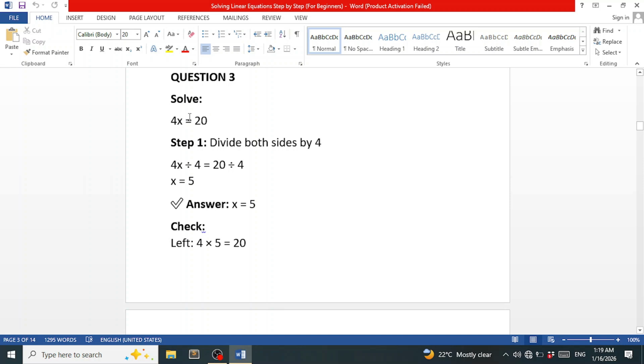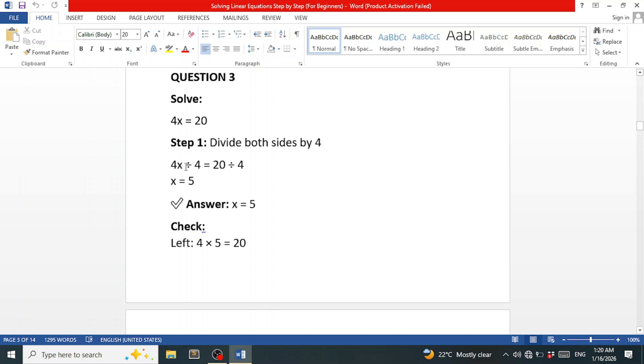How do you get that? Step 1. For equations like this, okay, linear equations like this, because the highest power on x is 1, this is a linear equation. How do you solve linear equations like this? First things first, to find the value of x, you're going to divide both sides by 4. So that is 4x divided by 4 equals 20 divided by 4. Remember, we are dividing. You don't have to change the sign here, okay?